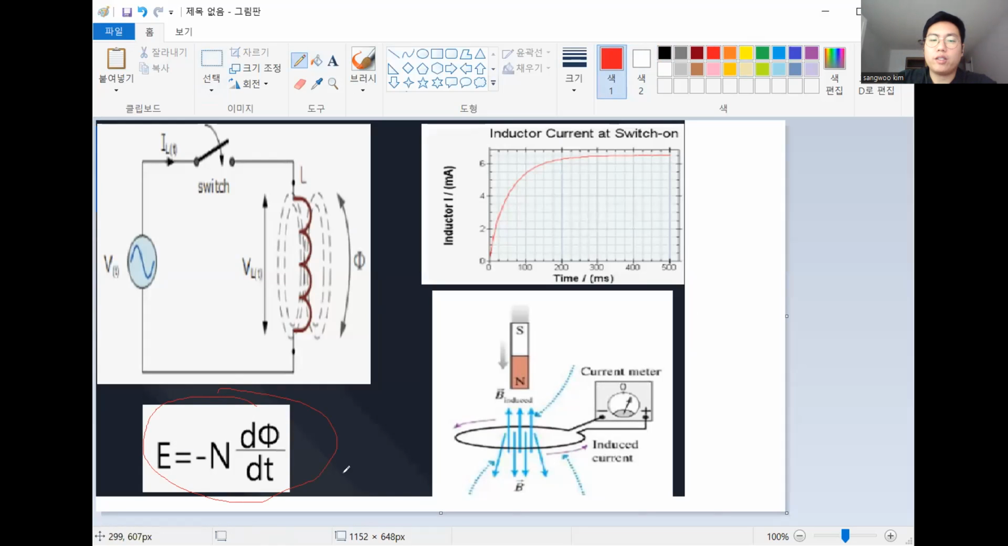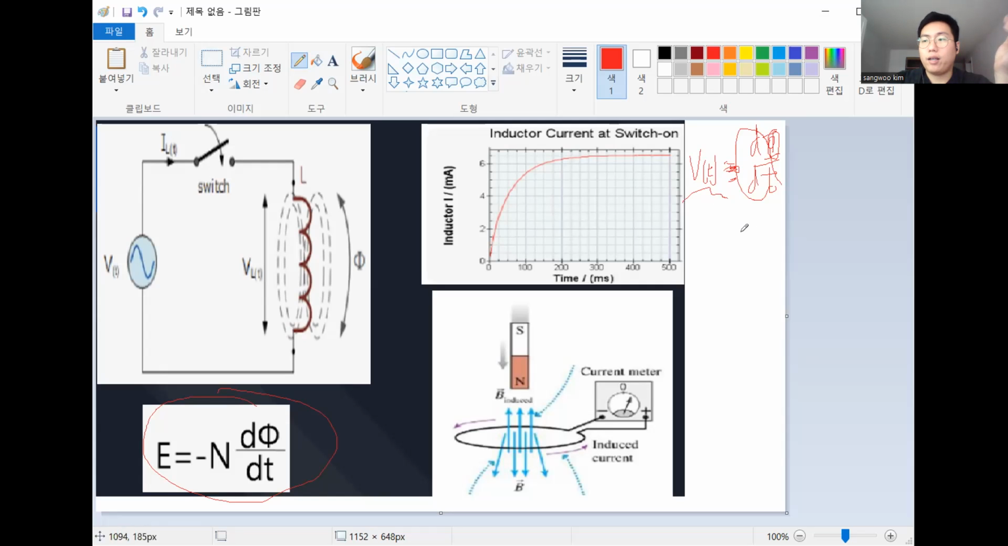So look at that. This is Lenz's law. It's really important. V equals minus dφ/dt. What does that mean? As time goes by, if the flux is changing, the voltage is induced. And this minus means inertia. Yeah, it's really important. You have to memorize it, okay?